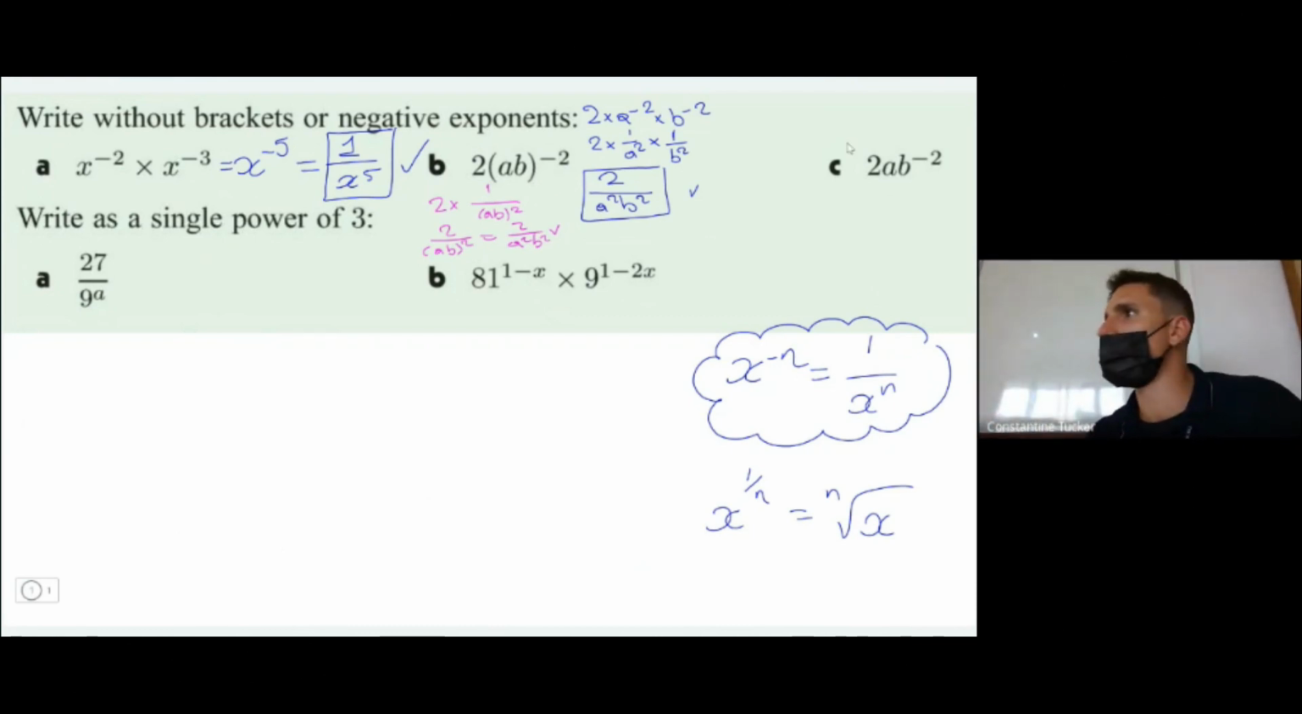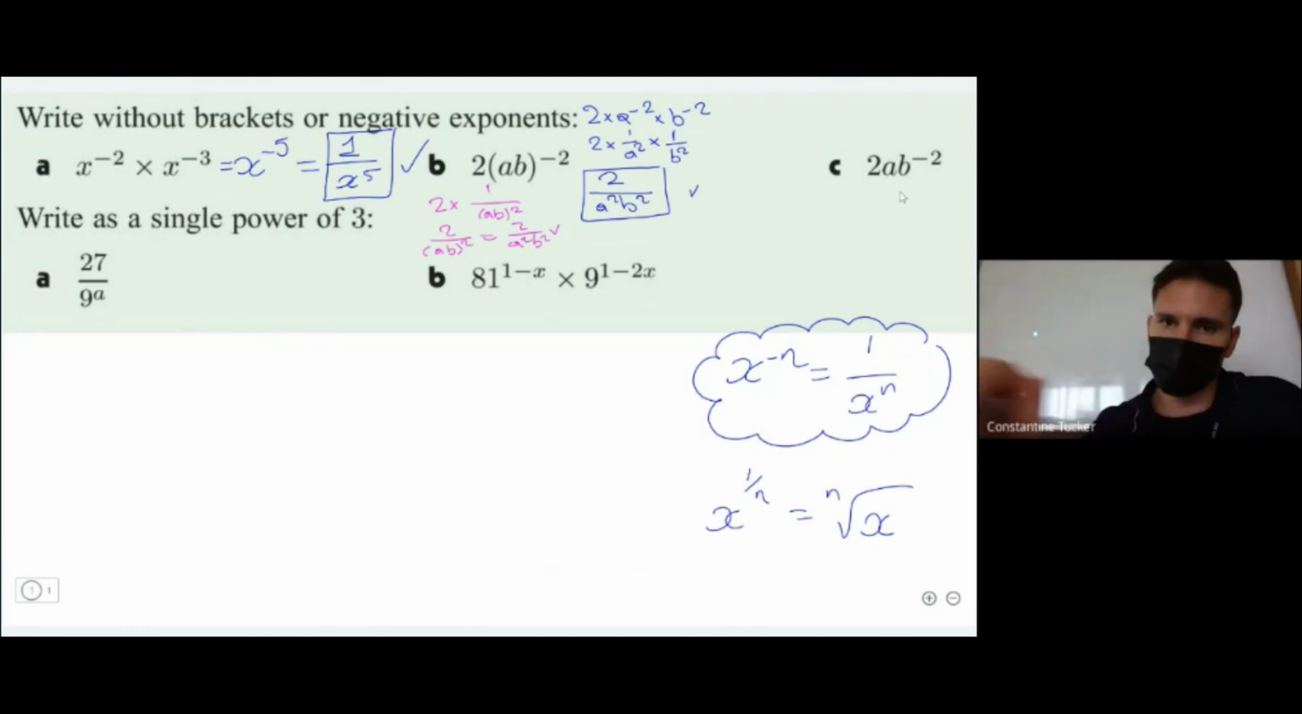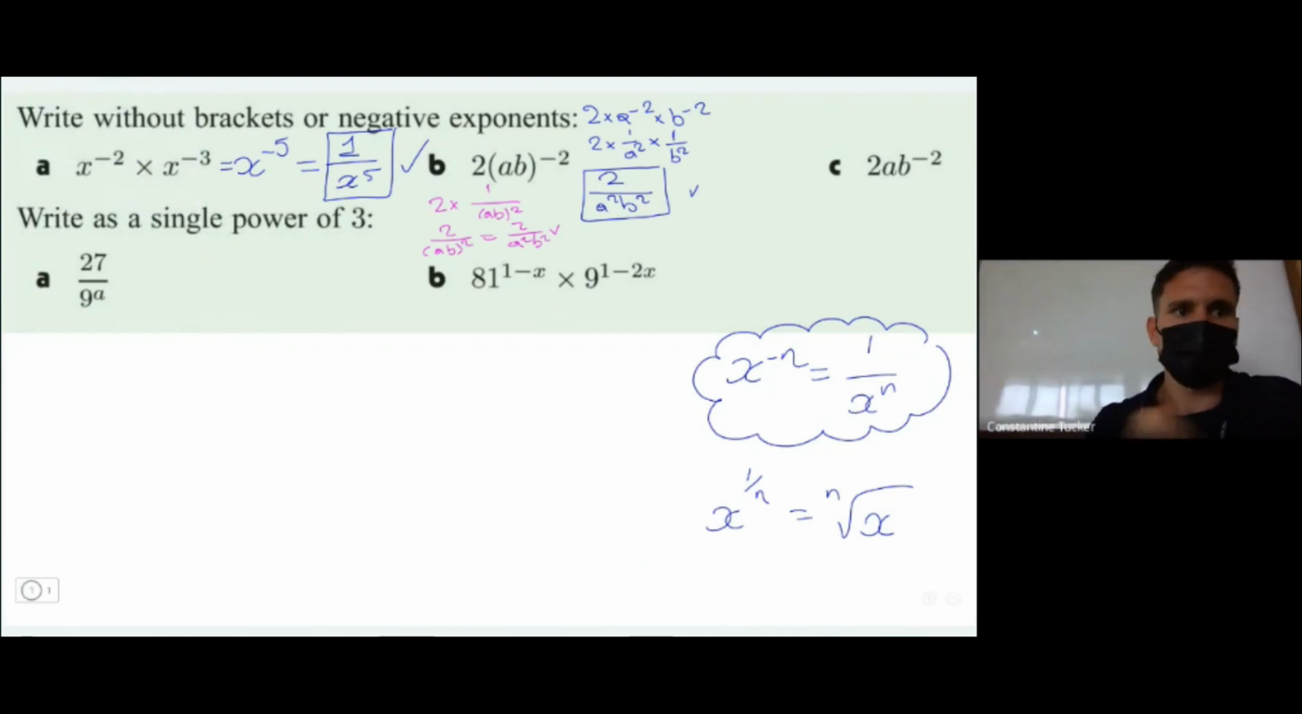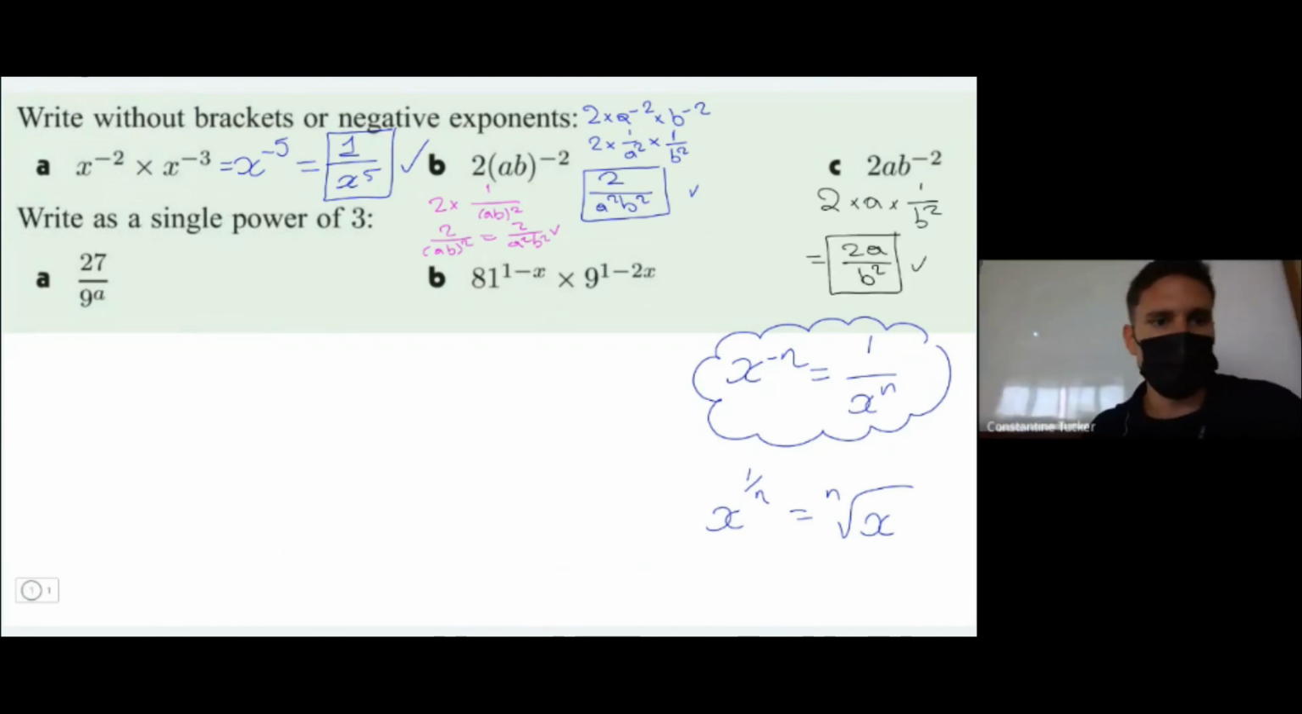Right, moving on to C. How would you do this? 2 times a b to the minus 2. A over b squared is correct. Excellent. So let's move on to this one.